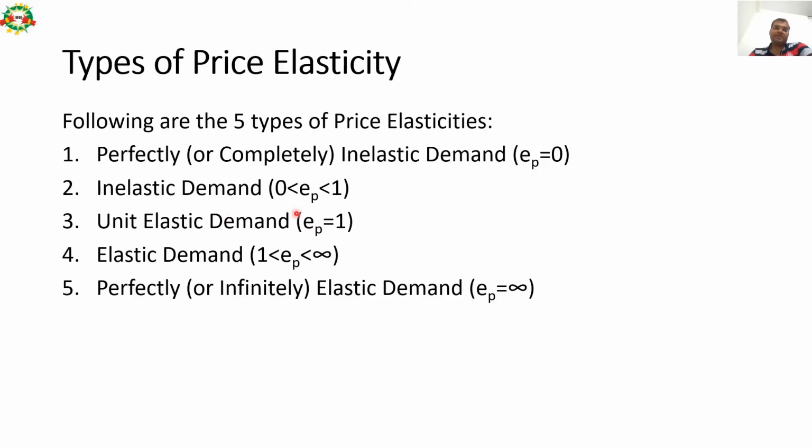If EP is greater than 0 but less than 1, it is called inelastic demand. If EP is equal to 1, it is called unit elastic demand. If EP is more than 1 but less than infinite, it is called elastic demand. And if EP is equal to infinite, it is called perfectly elastic demand, also called infinitely elastic demand. Please remember this slide, because a 1 mark theory question sometimes comes out of this slide only.